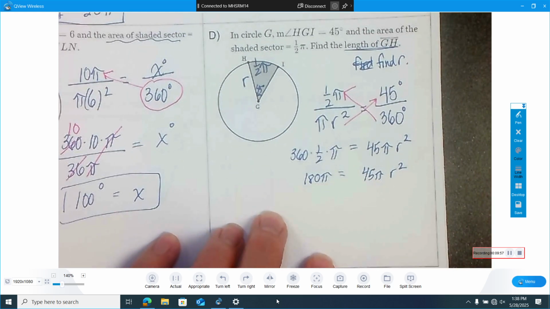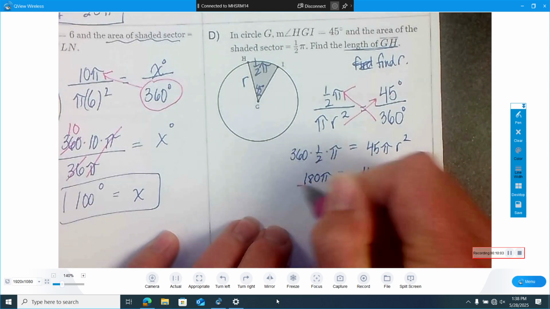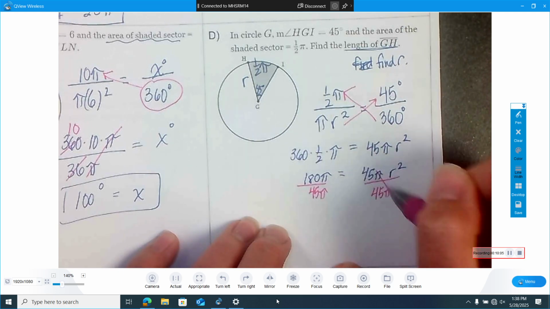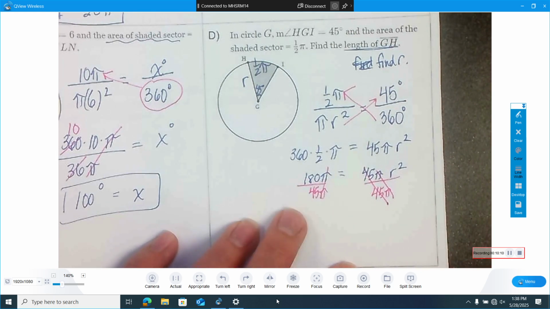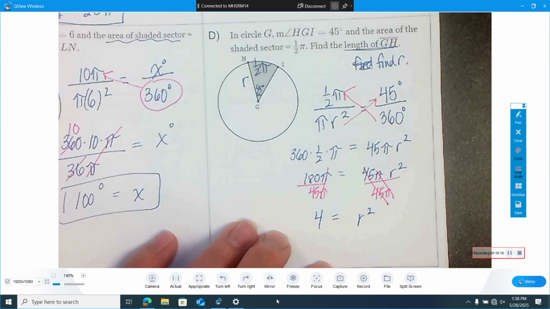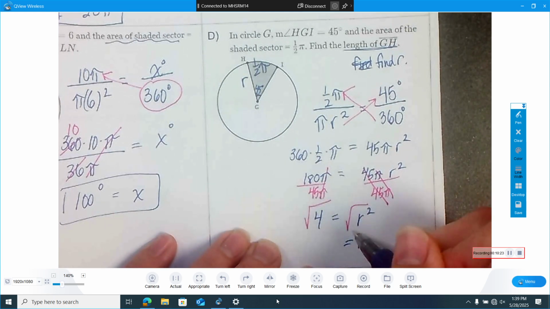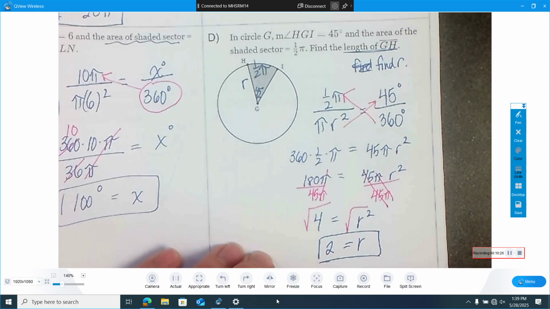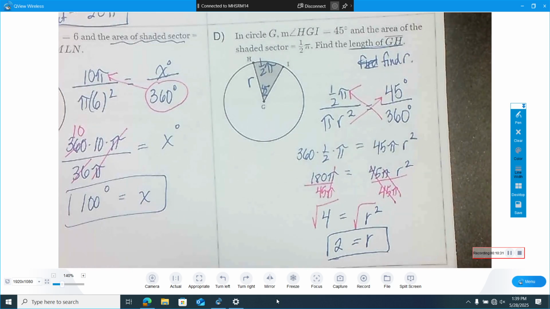How should we solve? Divide by 45 pi. I like the sound of that. All right, the pi's and the 45's cancel out on the right-hand side. Pi's cancel out on the left. And what's 180 divided by 45? 4. Very good. Equals radius squared. And then we need to square root both sides. Very good. So we get a radius equal to 2. Beautiful. So again, the setup is really nice because it allows us to solve for every possible thing they could ask for. So keep that in mind.